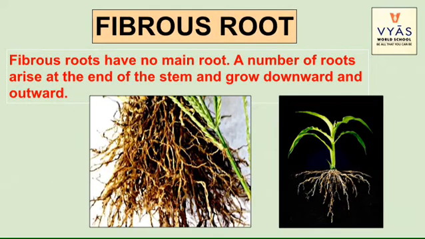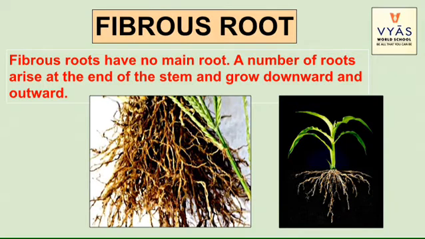Now let us study about the fibrous root. Please repeat with me, fibrous root. Fibrous roots have no main root. There is no single main root present in the fibrous root. A number of roots arise at the end of the stem and grow downwards and outward. These roots branch repeatedly to form a mass of fine roots. Plants like lily, grass, wheat, rice and onion have fibrous roots.